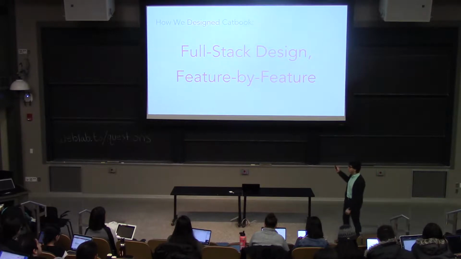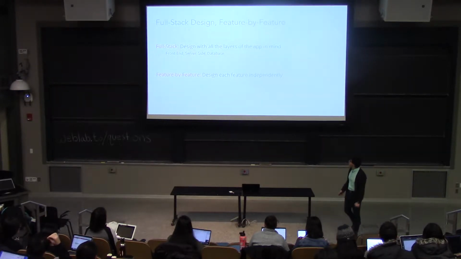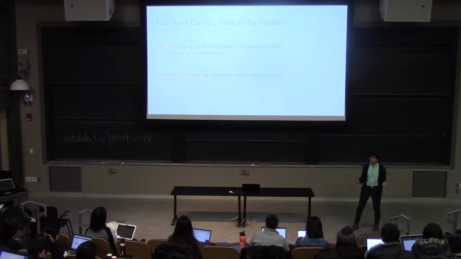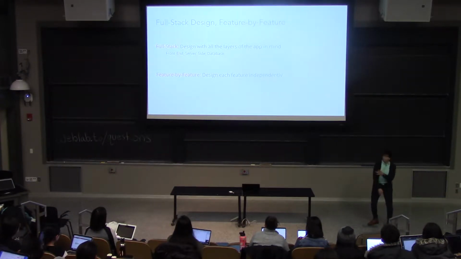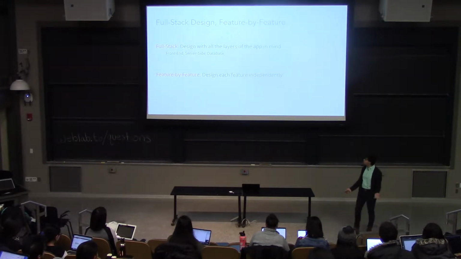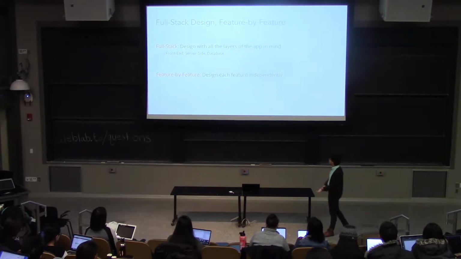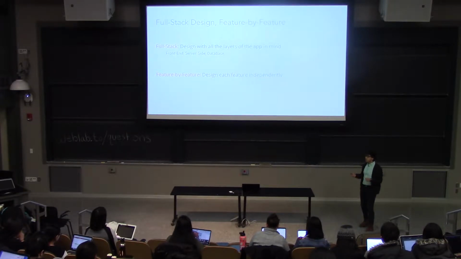And this is a weird mouthful, so what does this mean? Basically, all full stack means is that you're looking at all the different layers of the app, those different layers that I talked to you about just a second ago, we're looking at all of those at once. So front end, server side, database. And then we're going feature by feature. And so we're designing each feature independently.